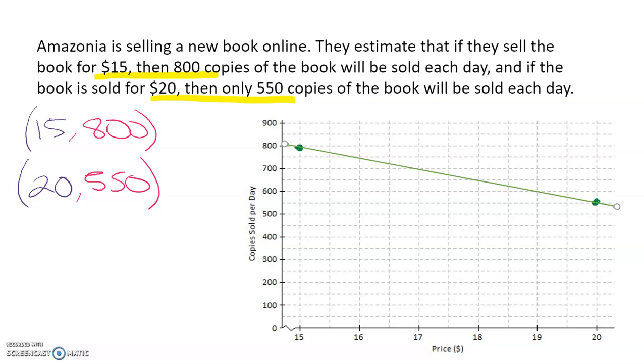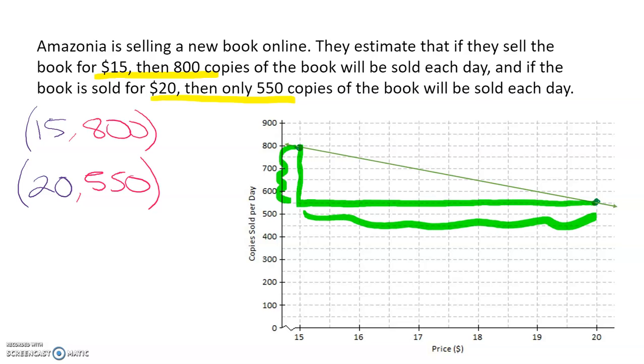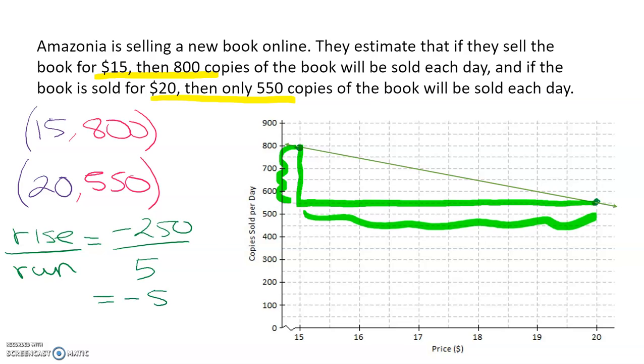As another way of doing it, especially if you're more visual, you can draw a triangle on your graph and you can count your rise and your run. Now remember, when drawing this triangle, we're not allowed to lift our pen, therefore we are going down, so it's a negative 250, and our run is 5, which still gives us negative 50 as our rate of change. So either method will work for you.